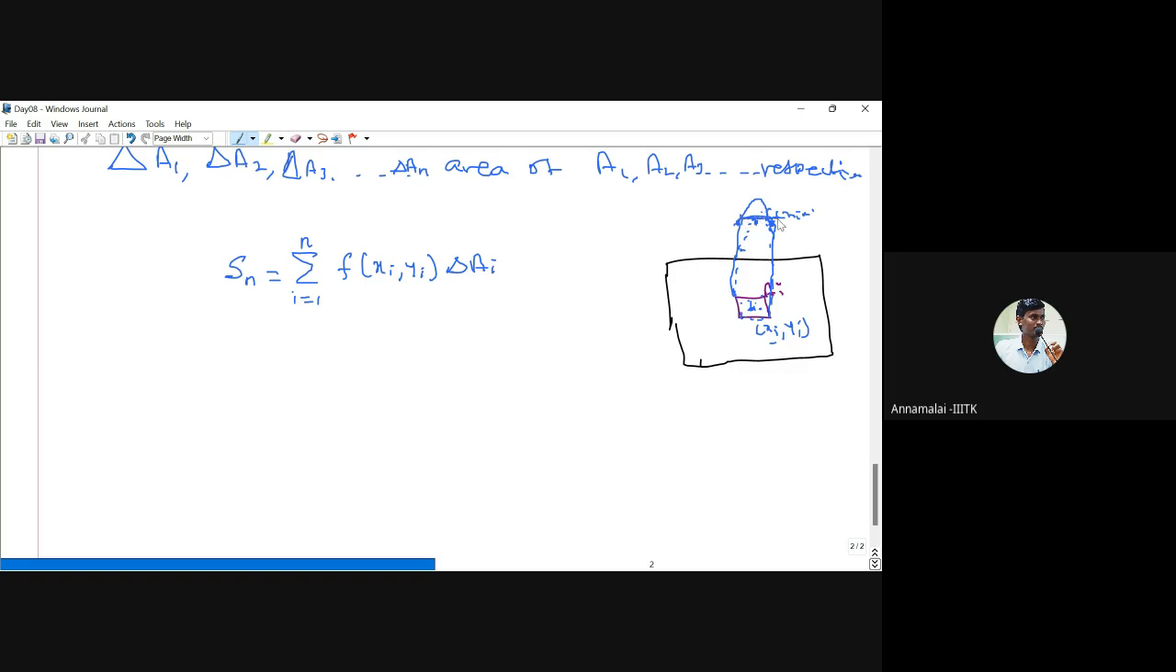Okay, so you'll get this side. So what is this side? f of xi, and then what is the area of this bottom? Delta a. So take this region. Again, if you take some other aj.